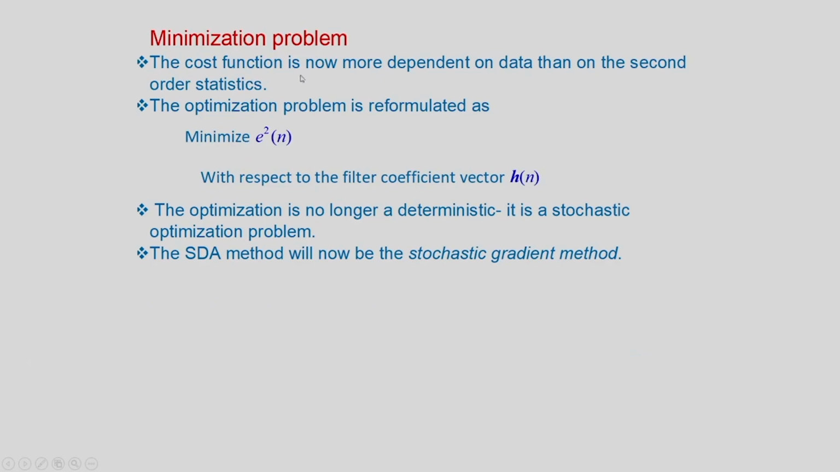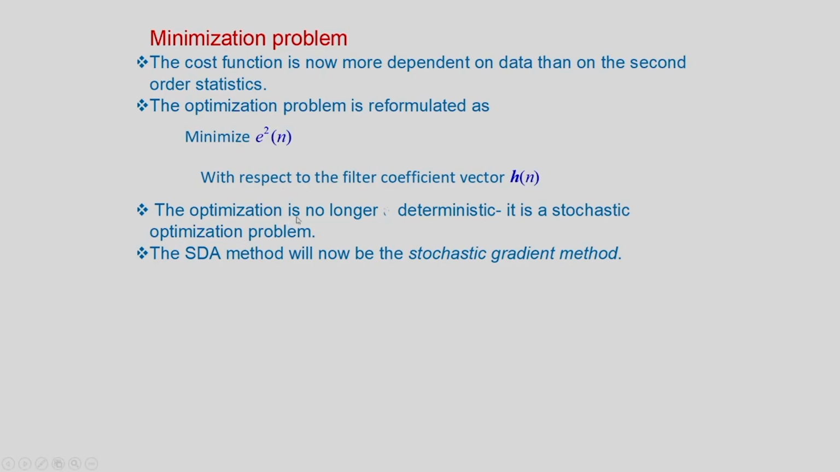The cost function is now dependent on the data rather than the second order statistics, because we know that in the case of the Wiener-Hopf solution, the solution is in terms of the second order statistics, that is the autocorrelation matrix and cross correlation vector. The optimization problem is reformulated as minimize e²(n) with respect to the filter coefficient vector h(n). This is the LMS optimization problem.